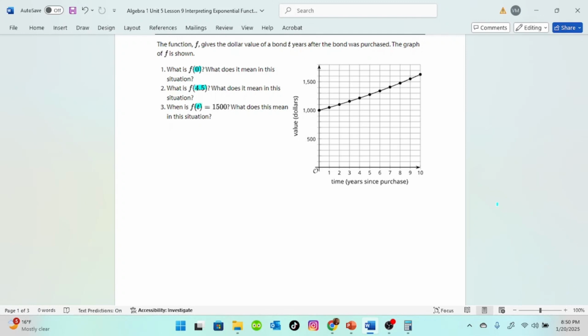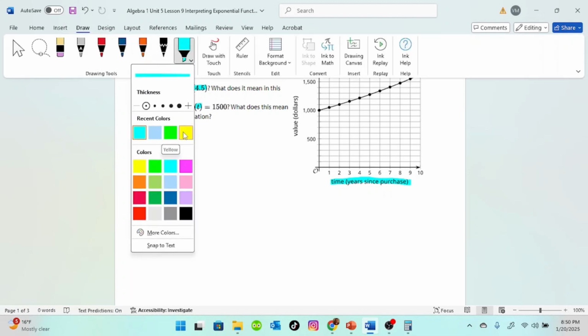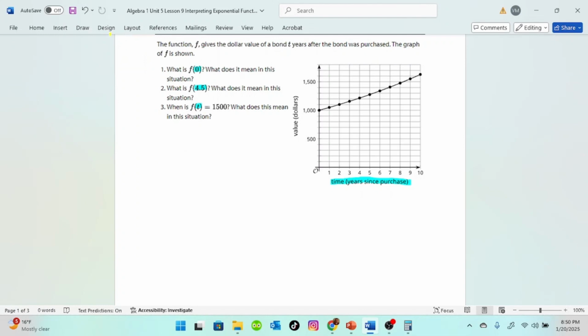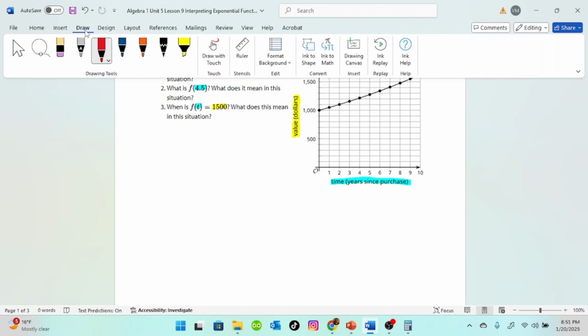Anytime we're reading function notation, whatever is in parentheses is the input. And we see on the graph, the input refers to the time in years since the purchase of the bond. The other part is any time that we see the function notation equal something, that is going to be the output, and we can see that it is the value of the bond in dollars. So as we answer these, we're going to keep that in mind.